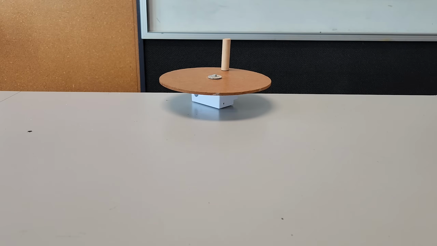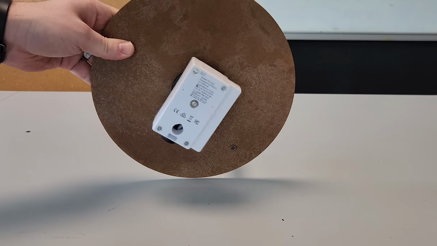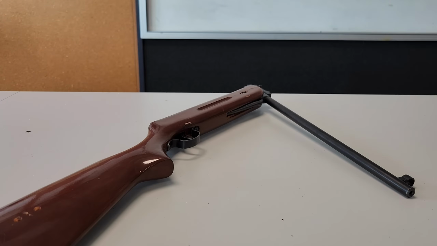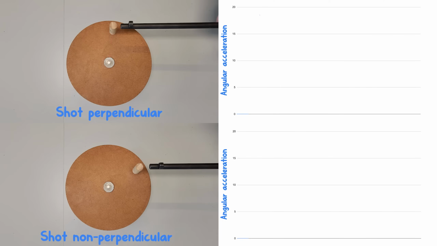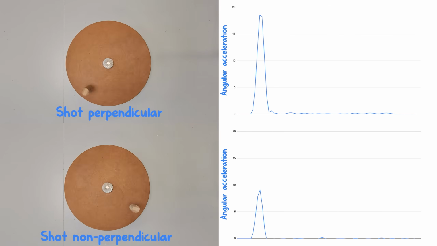I have here a section of dowel fixed to a disc, attached to a rotary sensor. For this experiment, I'll be shooting the dowel in 2 different positions with a low-powered air rifle. In the first position, the velocity of the slug is roughly perpendicular to the dowel's radius. In the second position, this angle is less. Comparing the two, we see the perpendicular shot disc rotating at a much higher angular velocity, having experienced a much higher angular acceleration.